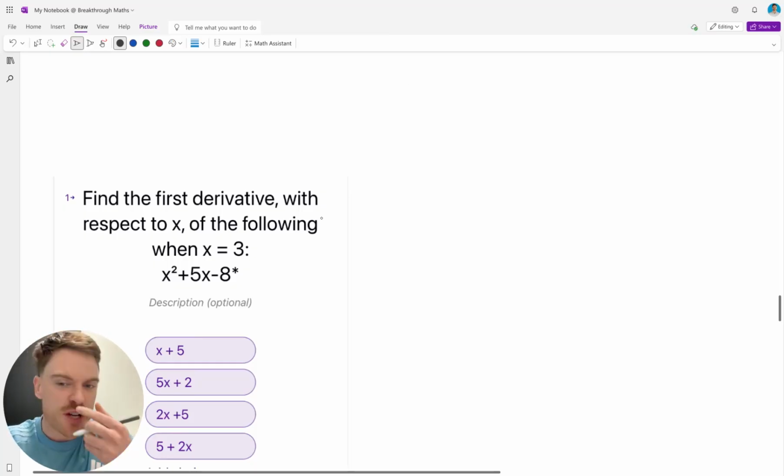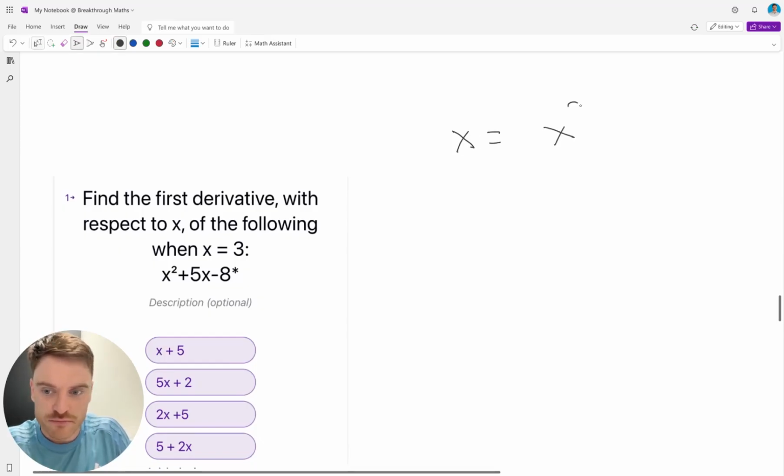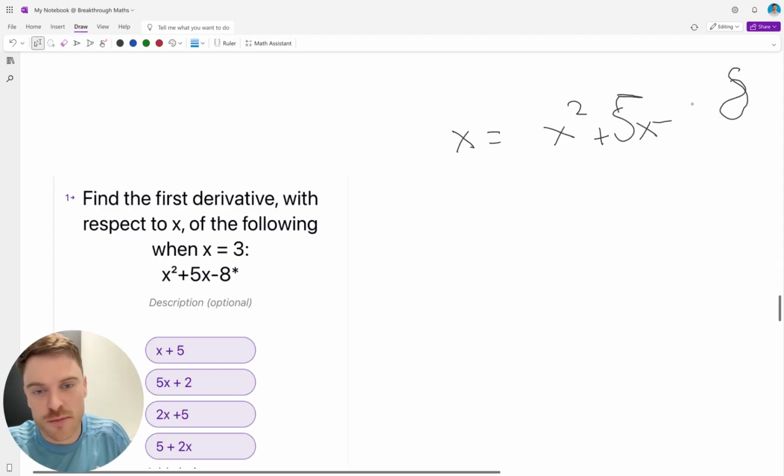Let's go. Find the first derivative with respect to x of the following when x is equal to 3. So f(x) is equal to x squared plus 5x minus 8. All you have to do is bring the power to the front. You're going to bring the 2 to the front. That's all you do. So this becomes 2x.